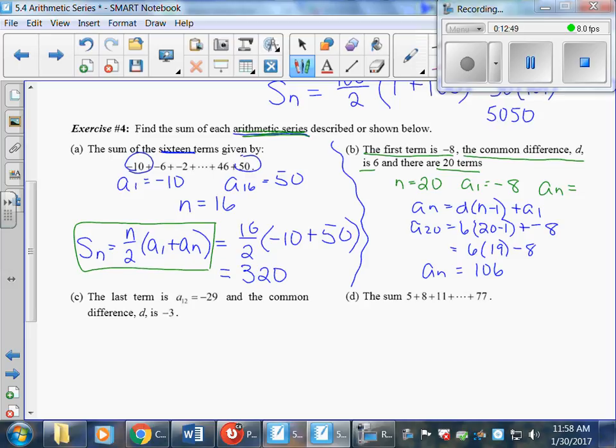But now we need to go back and figure out what our sum is. S sub n, and in this case we can write n over 2 times a1 plus an. We're looking for the first 20 terms, so 20 over 2. Notice how these numbers correspond. A sub 1, which is negative 8, plus a sub 20, which is 106. And this whole thing turns out to be 980 when we put it in our calculator.